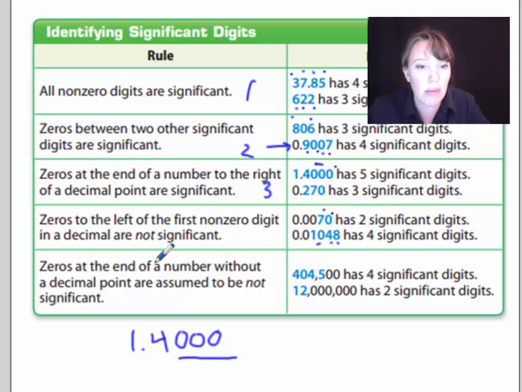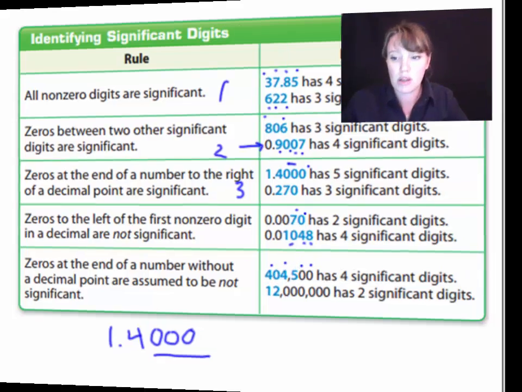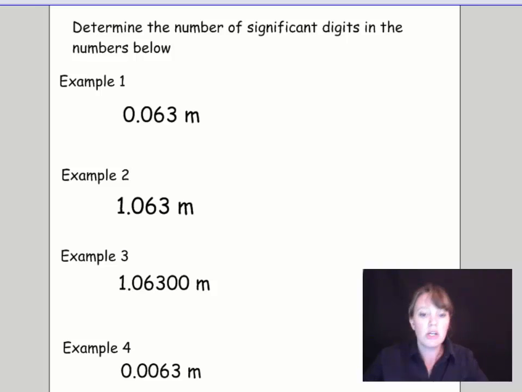Zeros at the end of a number without a decimal point are assumed to be not significant. So these zeros right here are not significant. 4 and 5 are significant because they are non-zero. There's a 0 in between two non-zero digits, so this 0 right here is significant, but none of the ones to the right are significant. And same with this. So this has 4 and this has 2. Okay, so let's use those rules to determine whether or not we have significant digits here.